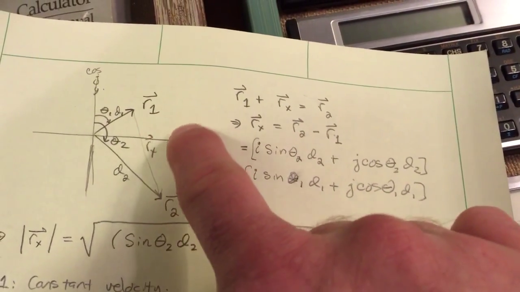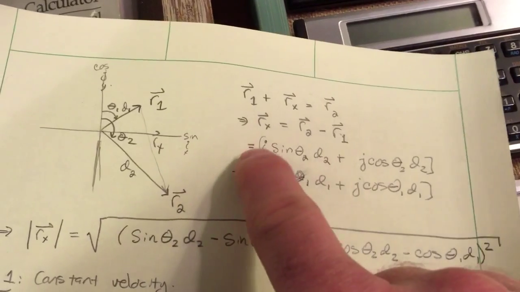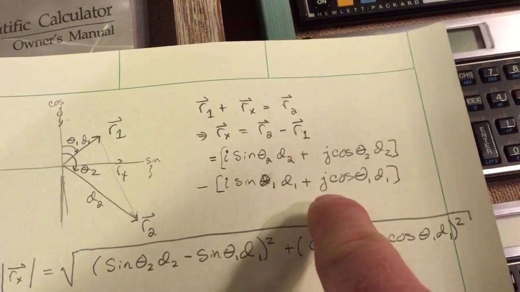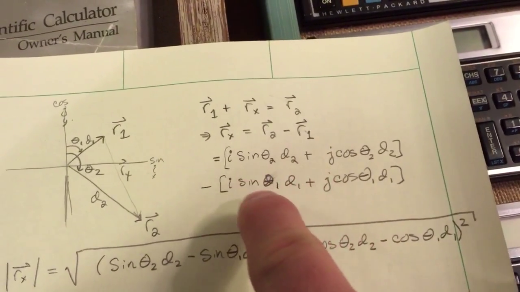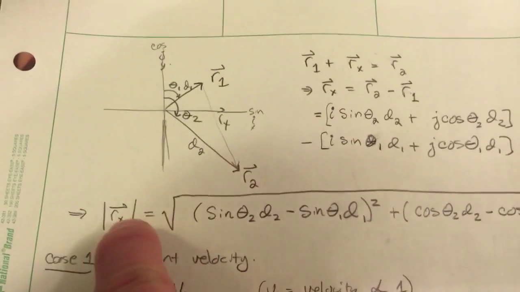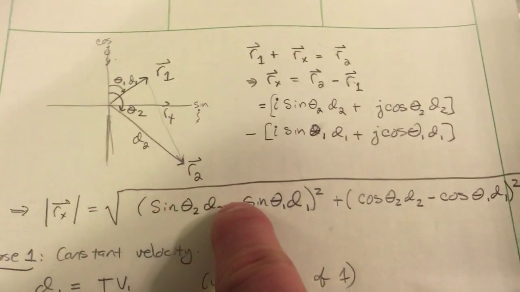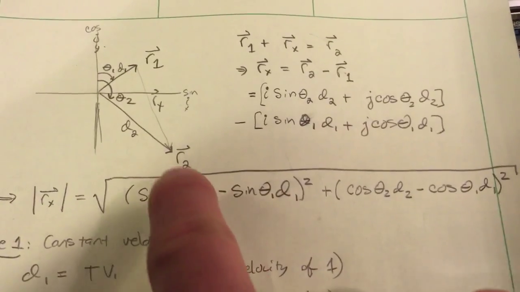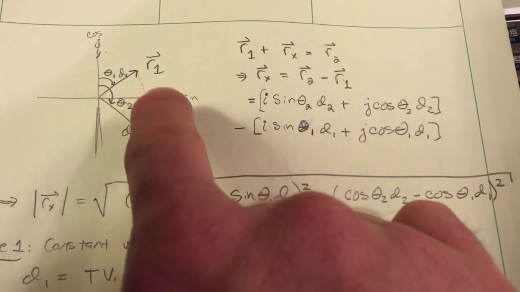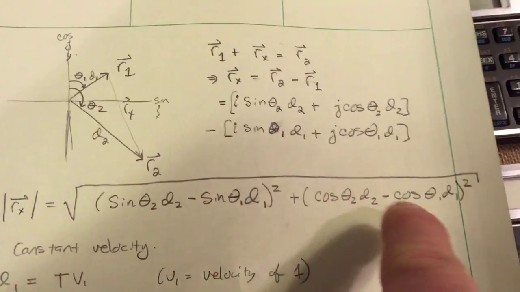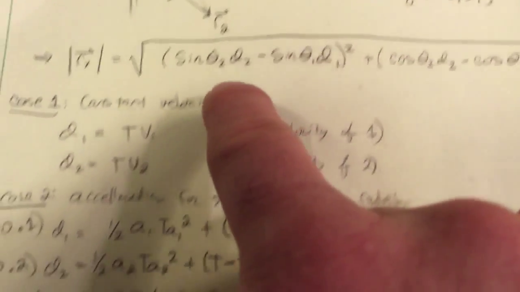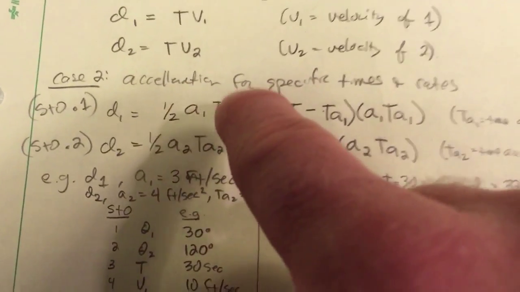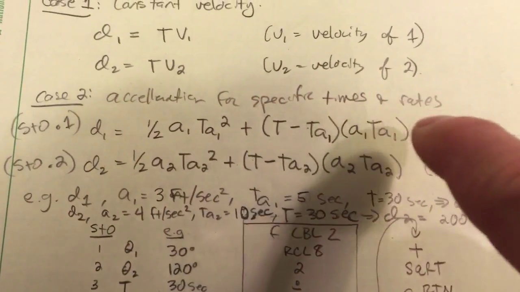R1 plus Rx, that vector gives you R2, so you can solve for Rx, which is this in the I direction and that in the J direction. And then if you want the length of it, it's just the square root of that squared plus that squared, I plus J. So you have distance of 1 and distance of 2, and then the angles going with it. I have constant velocity, but forget about that. That's not interesting. This one's interesting where you have acceleration for specific times and rates.